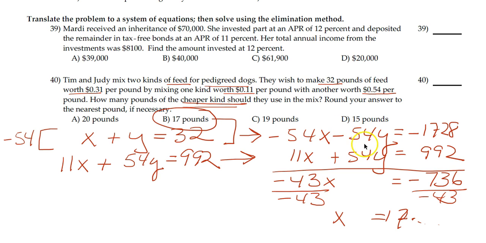Now the y's are going to cancel out. I'm going to end up with a negative 43x. When I do the subtraction, I end up with a negative 736. Divide both sides by a negative 43, get a positive x. And then when I do this division, I end up with a positive 17 point something that I round off to 17, which is right here.